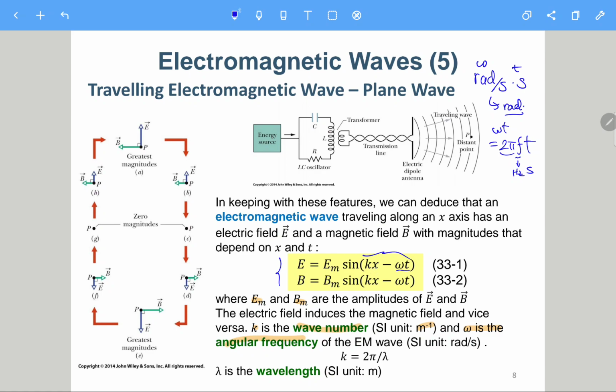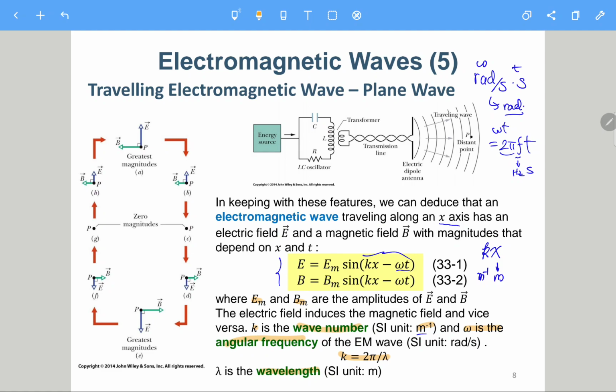x, here we have x to be the length, which is the x-axis component. So x has an SI unit of meter, and in order to make kx dimensionless, k should have an SI unit of meter inverse, so that kx is dimensionless. So here is a meter inverse, and also k has a relationship as k equals 2 pi over lambda, and that's why we call it a wave number, as lambda is the wavelength of the EM wave.